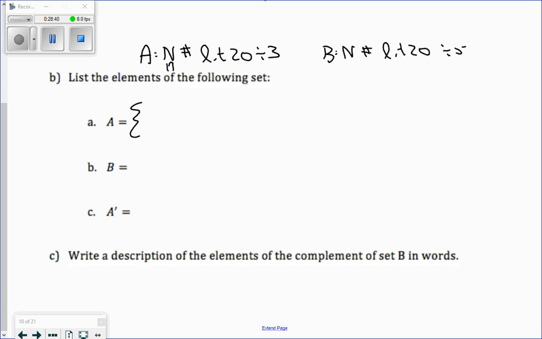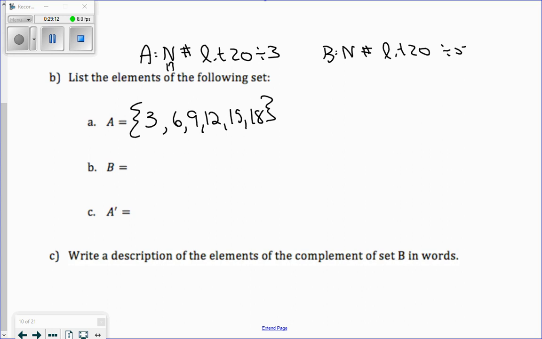So numbers that are less than 20, so again, not equal to 20, the biggest number you can have on your page is 19. But we only want to list out the numbers from 1 to 19 that are divisible by 3. So what's the first one? 3, then 6, 9, 12, 15, 18. Remember, divisible by 3 and multiples of 3 are the exact same question.